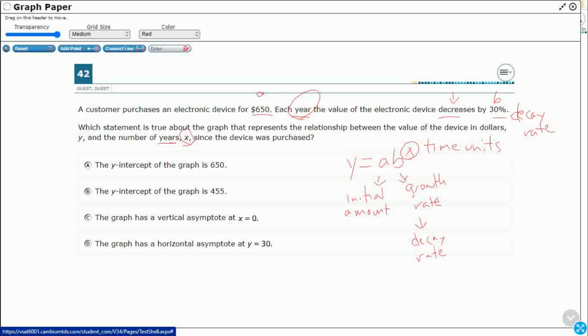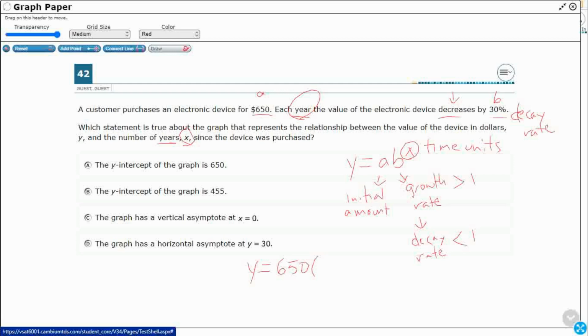So let's write this. Y equals, my A term is 650. Now, here's the thing with my B term. It's a growth rate if it's over 1. It's a decay rate if it's less than 1. Now, we have to do a little bit of work here. Since it's decreasing, we know it's a decay rate. If you multiply anything by 1, it stays the same, right? So it's going to be 30% less than 1.